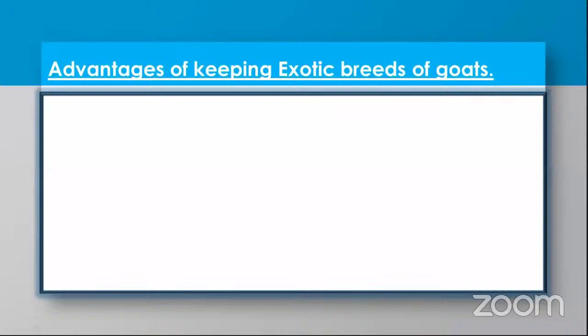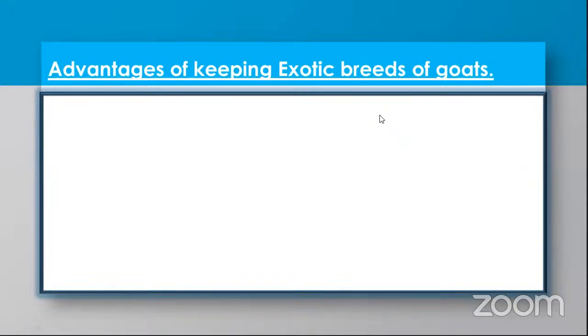So if you need milk from goats, then you go and keep the Saanen goat and the Toggenburg. Those are the two that produce a lot of milk. And when you need the one for meat, go and keep the Boer goat. So one of the advantages is that they produce a lot of meat and milk. Very good from Calvin. Calvin, I hope you have got how to frame that answer correctly. Yes, teacher.